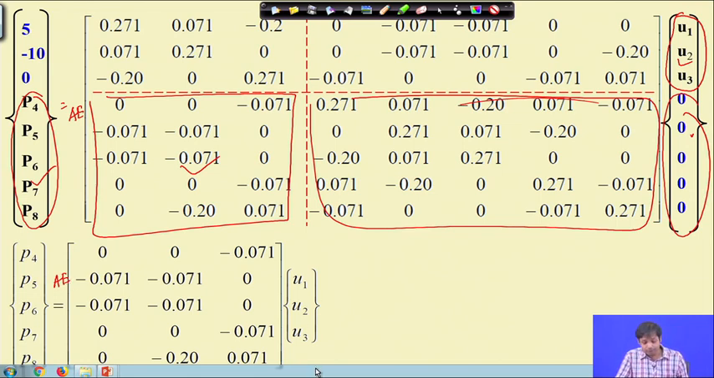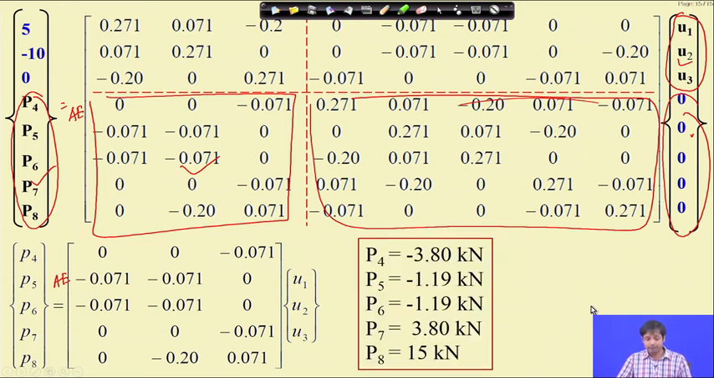U1, U2, U3 we already have the expression, and if we substitute them we can solve for P4, P5, P6, P7 and P8. If you do that, this will be our solution, you can verify the solution. So, these are all the P's, the joint forces, and from that you can easily determine the reactions.